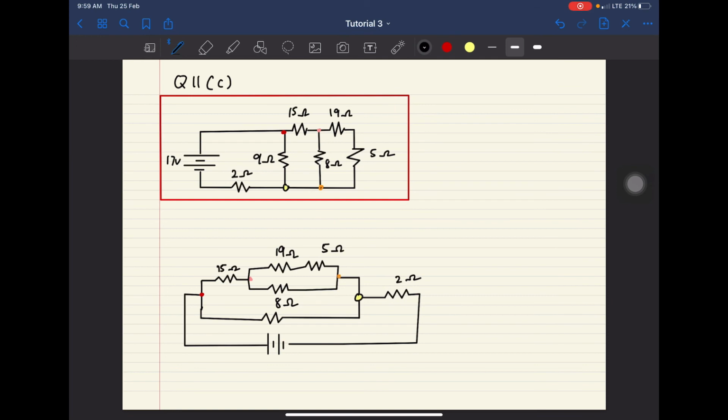Okay, so before you start to calculate, always double check. So I have 4 junction: red, pink, orange, yellow. And then I have 1, 2, 3, 4, 5, 6 resistor. Okay, I haven't written the value for this one, which is 9 ohm. Now I can label my resistor instead: R1, R2, R3, R4, R5 and R6.